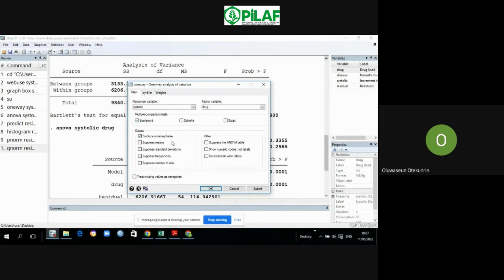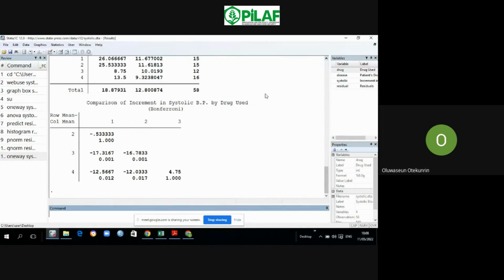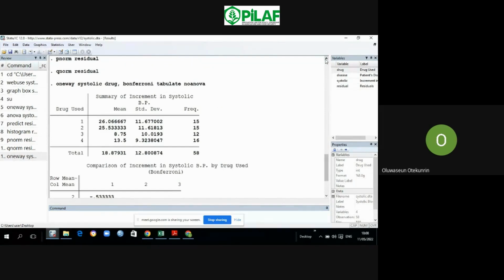Let us produce our summary table. But because we have seen our ANOVA table, we suppress the ANOVA table. You produce the summary table, and then you click submit. You can see the command. The command line says oneway systolic drug, bonferroni tabulate, no ANOVA.